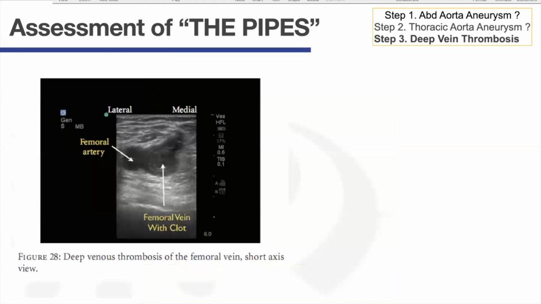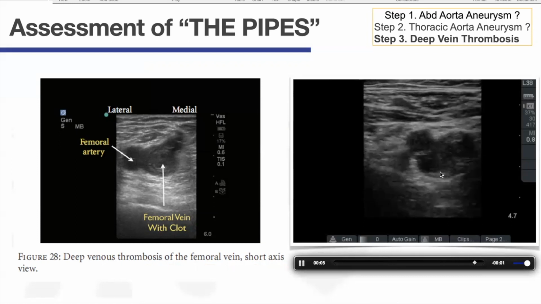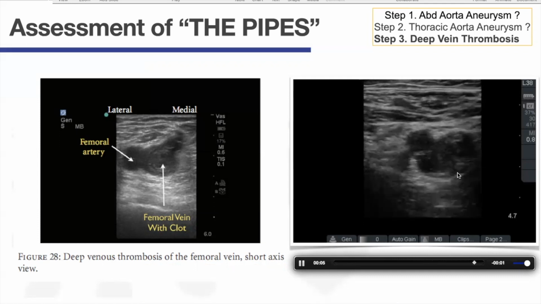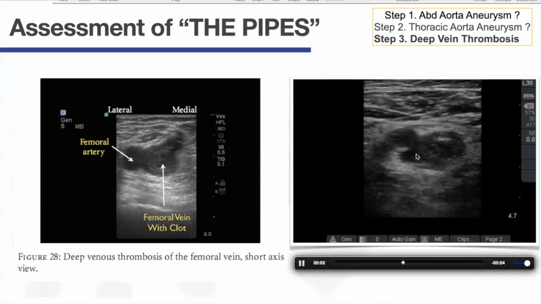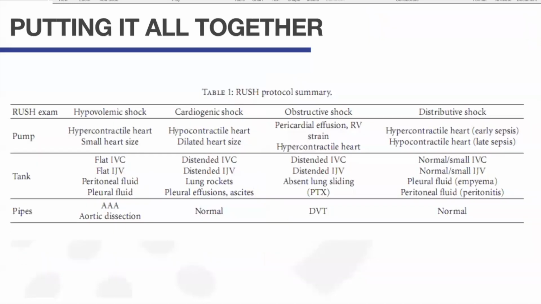Okay, last but not least is assessment of the pipes to look at whether there's any deep vein thrombosis. The view that we're doing is the 2-point compression view, at the femoral vein and at the popliteal vein. This image shows presence of thrombus in the femoral vein. Again, this is a video, and you can see the femoral vein is non-compressible, and there is a clot in the femoral vein itself, suggesting deep venous thrombosis.